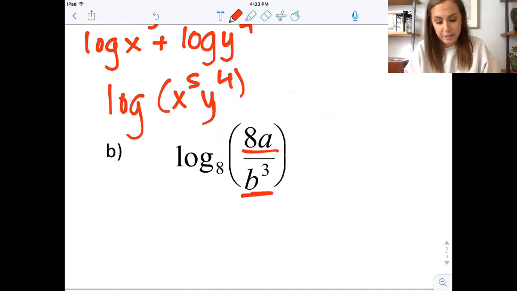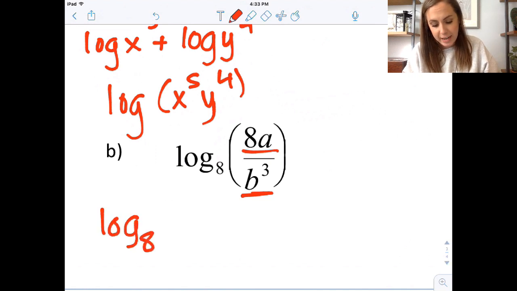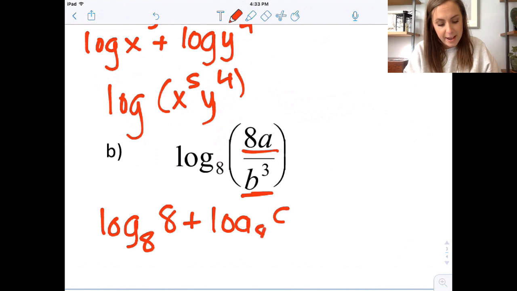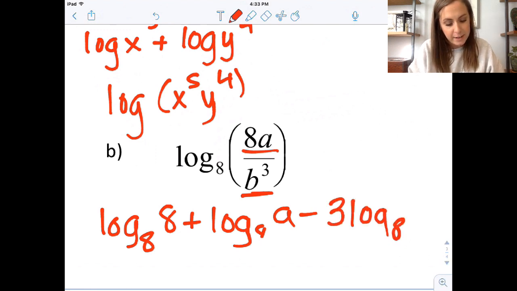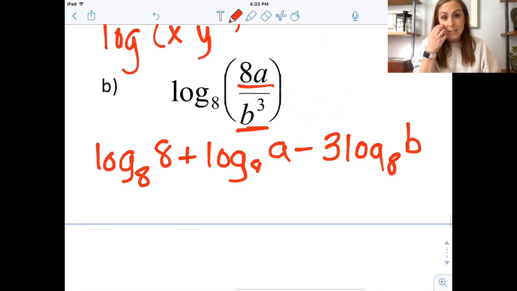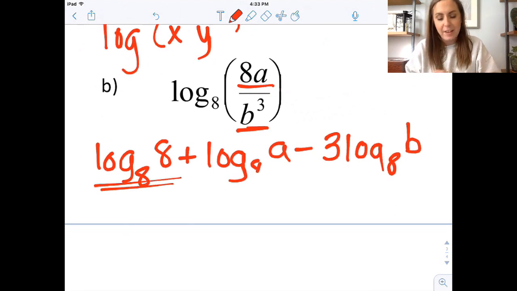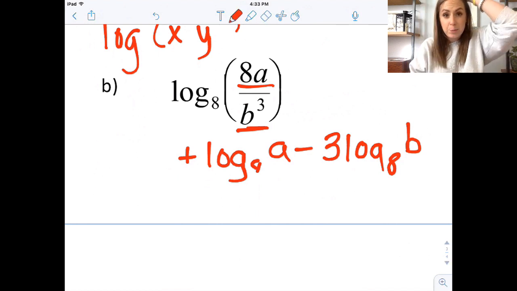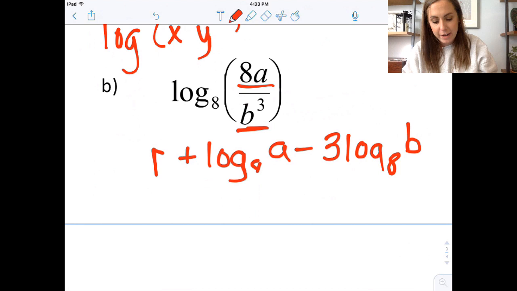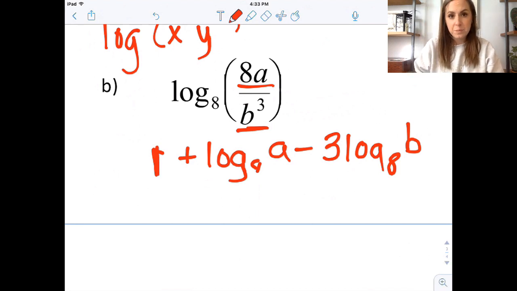So this will be log base 8 of 8 plus log base 8 of A, because those are being multiplied, minus the 3 can come down because that's an exponent, log base 8 of B. And something that you may see is, log base 8 of 8, I know what that equals. So you may actually see, let's say it was a multiple choice, an answer where that was actually just a 1. Because 8 to the first is 8.